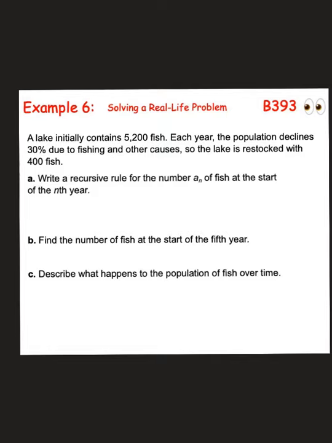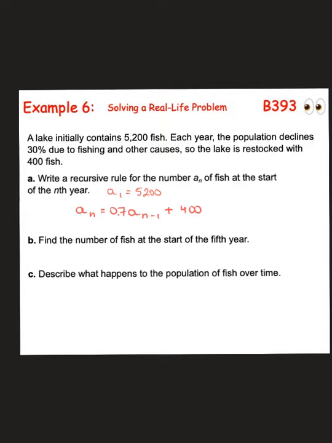So to write the recursive rule, we are going to start with writing the first term. So the first term in this particular sequence is 5,200 fish. And since the population declines by 30%, that means the remaining fish in the pond is going to be 70%. So it's going to be a sub n equals 0.7, the decimal form of 70%, a sub n minus 1, and then plus we are going to add 400 fish each year.